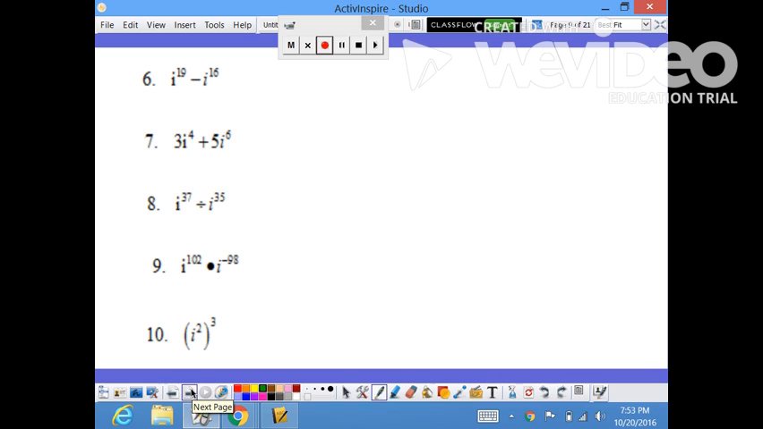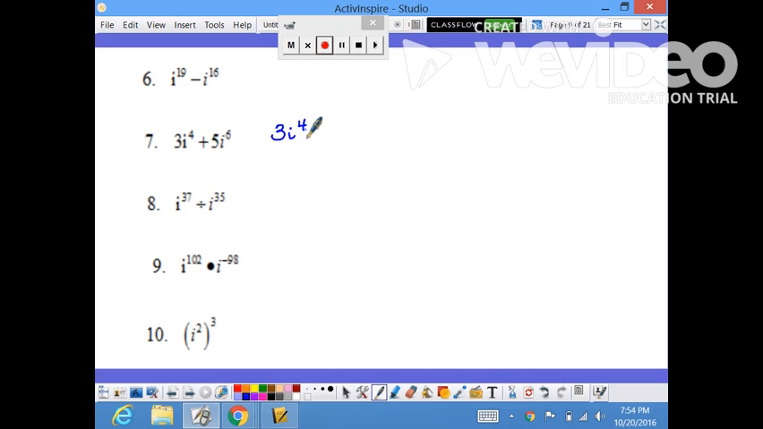Question number 7, you have 3i to the power of 4 plus 5i to the power of 6. Again, you can't just add those. You have to make sure that they have like terms in order to add them together. So let's try to clean up these i's here. Let's work with the 3i to the power of 4.